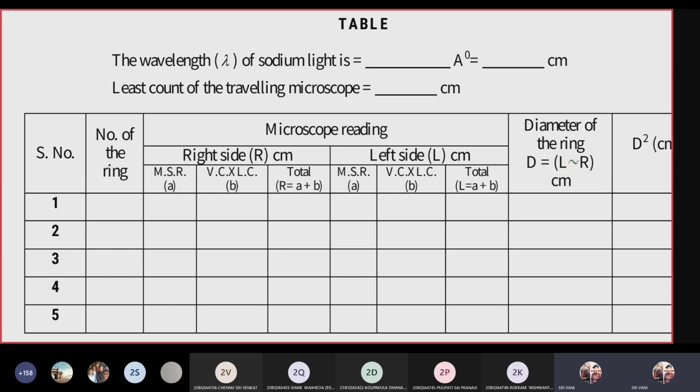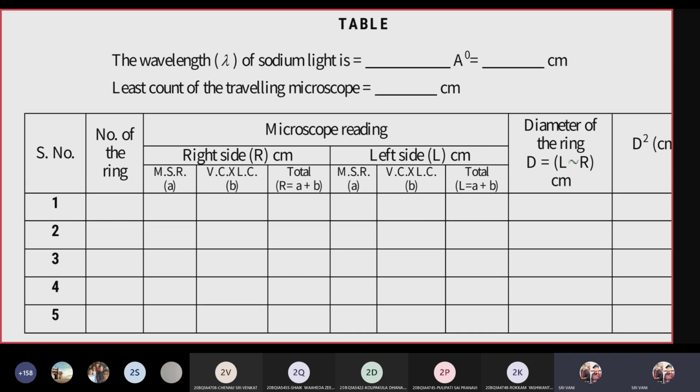For the traveling microscope, 1 MSD means 1 centimeter is divided into 20 lines. So 1 MSD is 1 by 20, divided by the total number of vernier scale divisions. Our traveling microscope has 50 divisions on the vernier scale. So 1 by 20 by 50 is 1 by 1000. In decimal fractions, 0.001 centimeters.